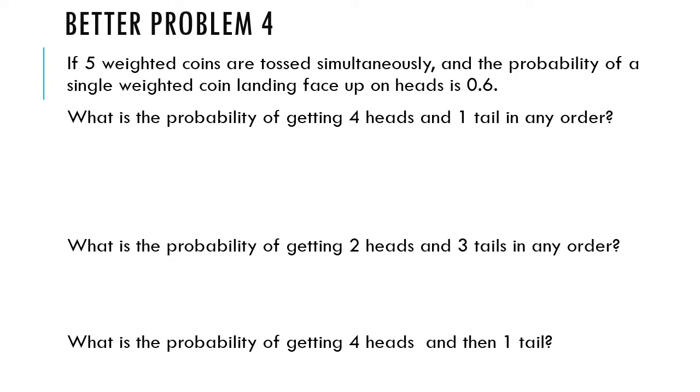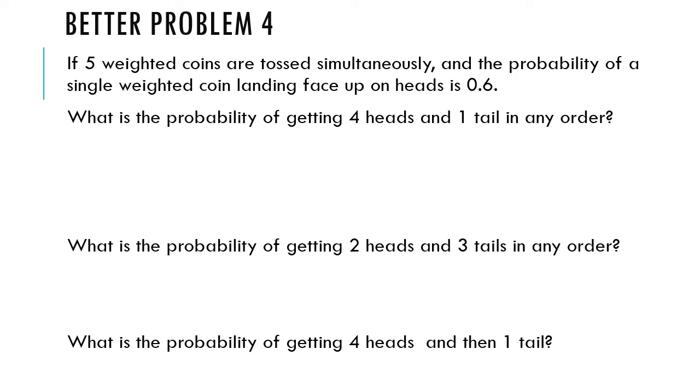So this says 5 weighted coins are tossed simultaneously and the probability of a single weighted coin landing face heads up is 60%. So these 5 coins being tossed, they are all independent events. We can describe getting heads face up as success and getting tails up being failure.